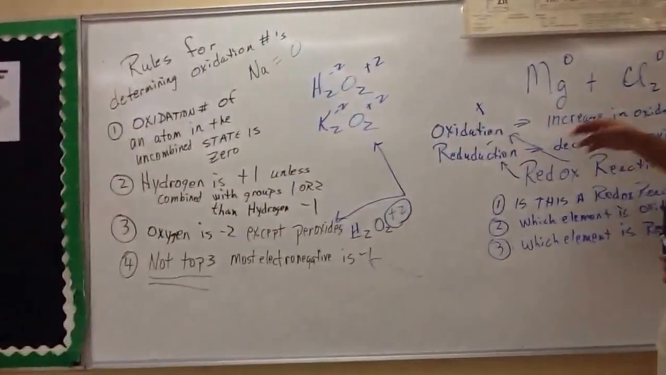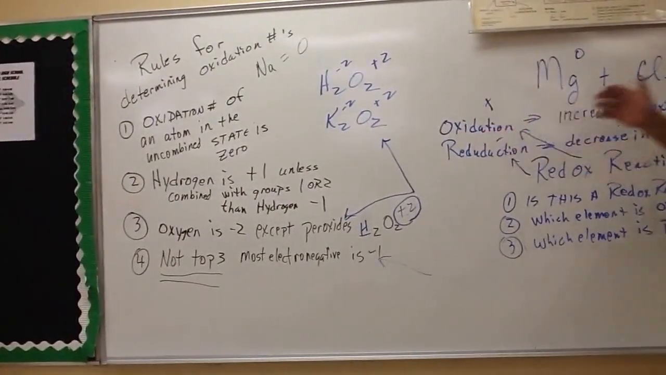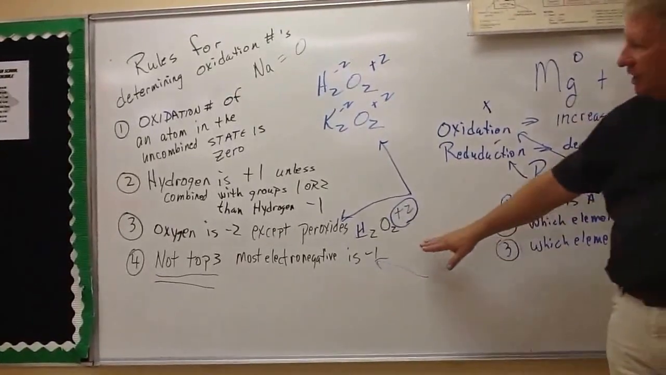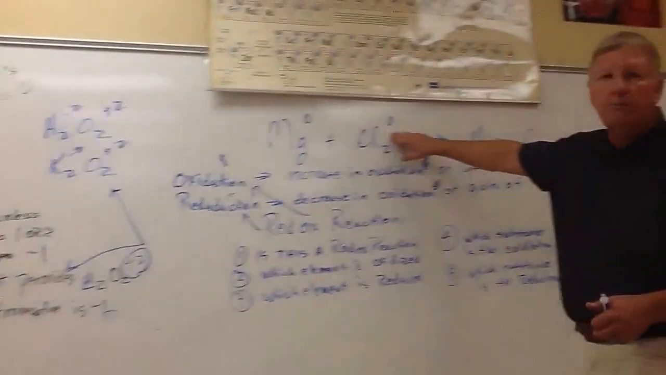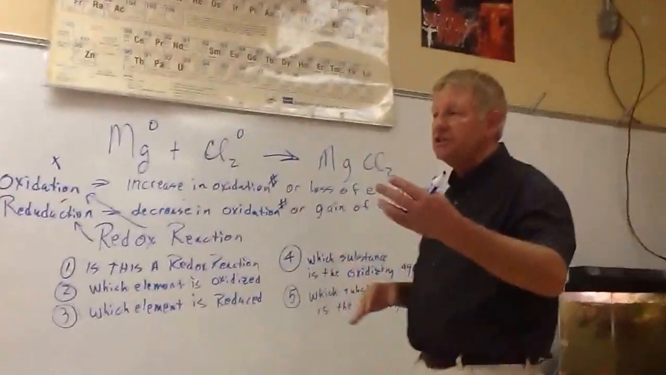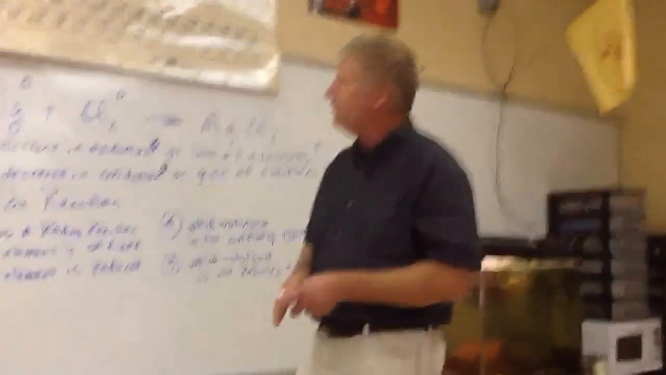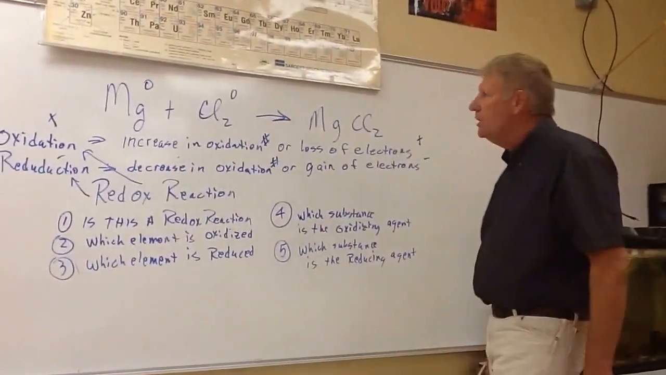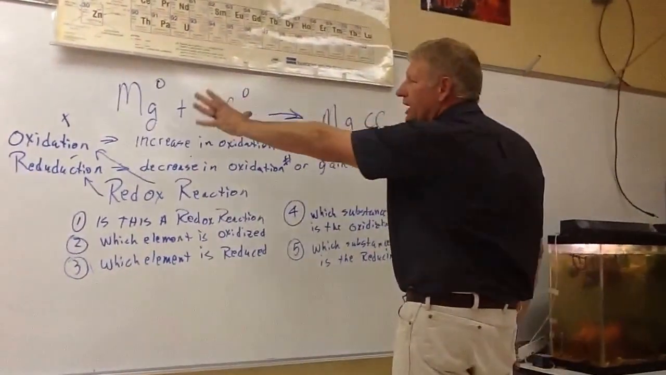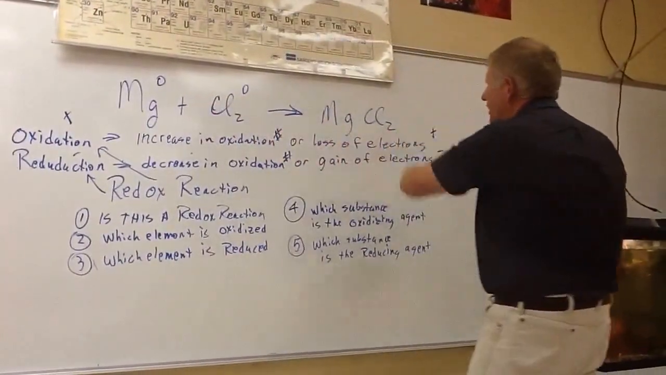I mean, it's 0, so it fits rule number 1, but it doesn't have a hydrogen, doesn't have an oxygen. So rule number 3 says it's the most electronegative. Well, we only have 1 to compare. So is it the most electronegative? Well, there's only 1 there. So the oxidation number is 0. Okay. So here's our reactants, yields our products.